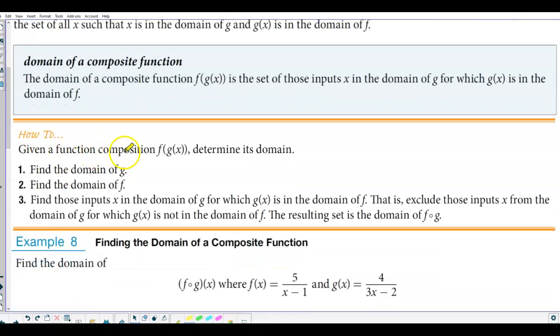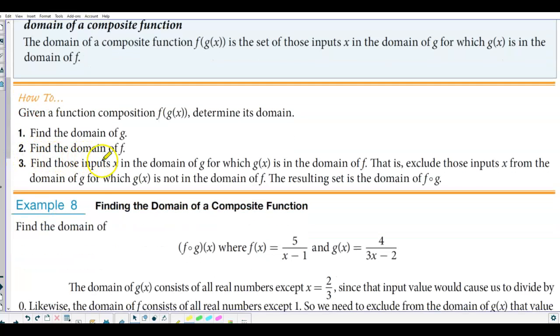So, given a function composition f(g(x)), we want to determine its domain. First, we need to define the domain of g. Second, we need to find the domain of f. And third, find those inputs x in the domain of g for which g(x) is in the domain of f. That is, exclude those inputs x from the domain of g for which g(x) is not in the domain of f. The resulting set is the domain of f composite g.